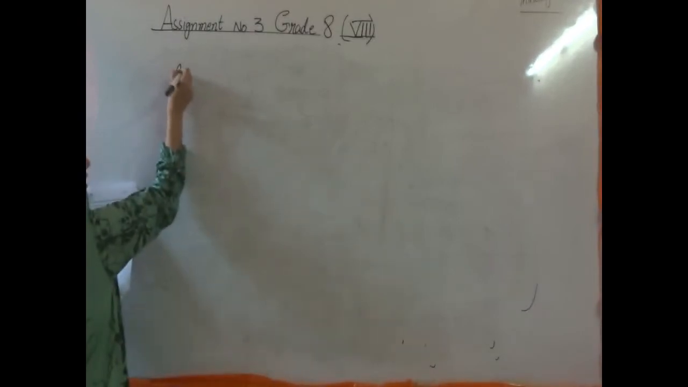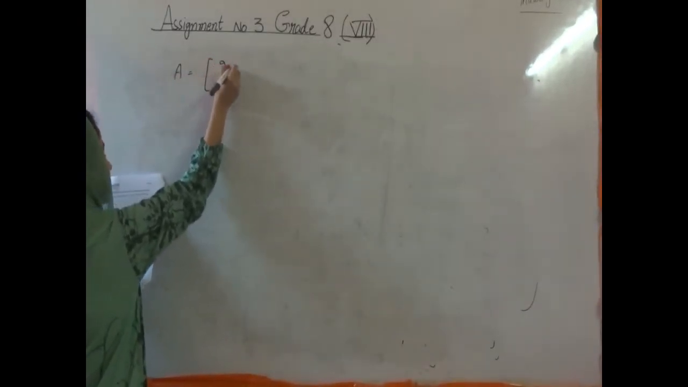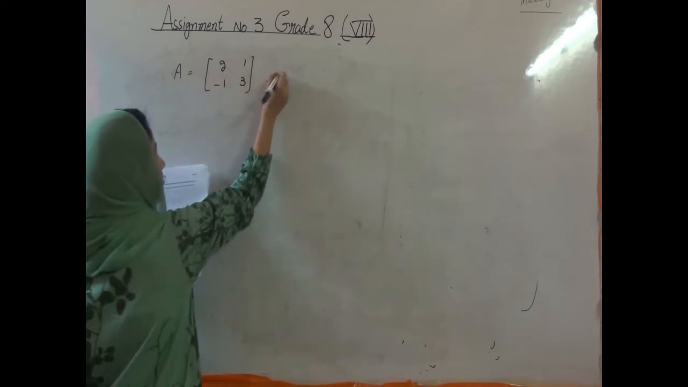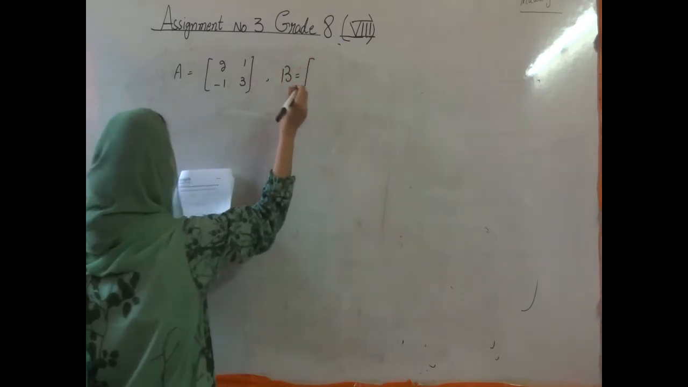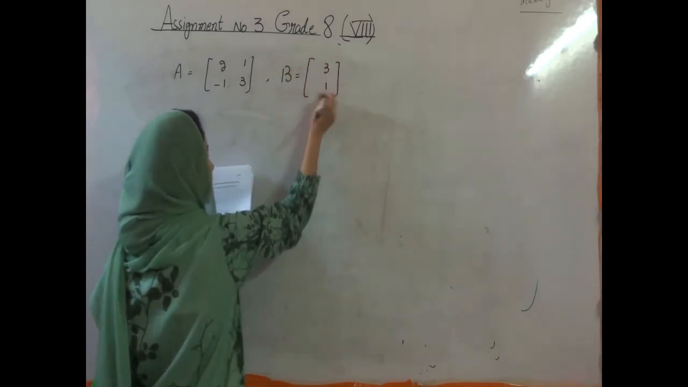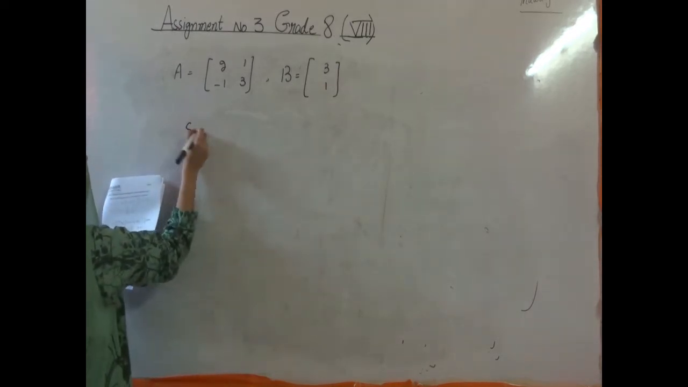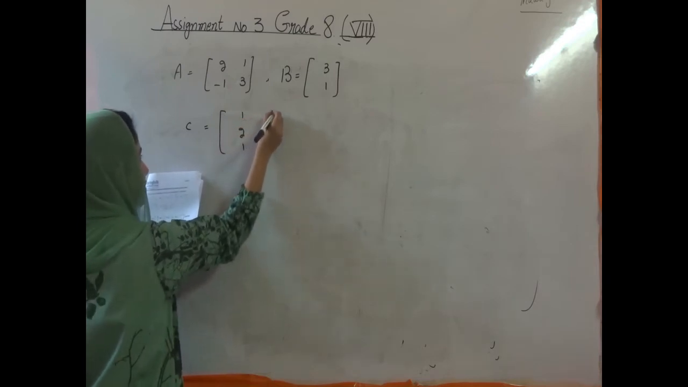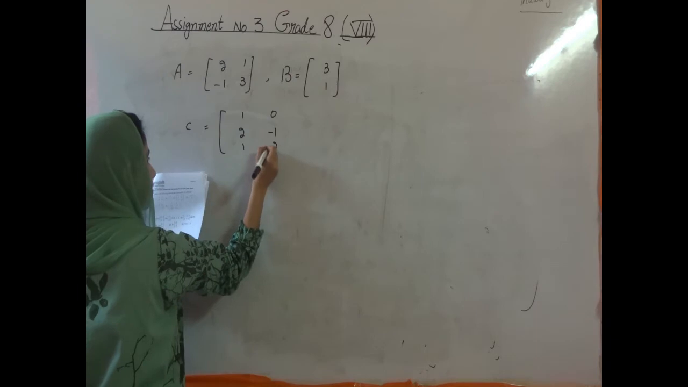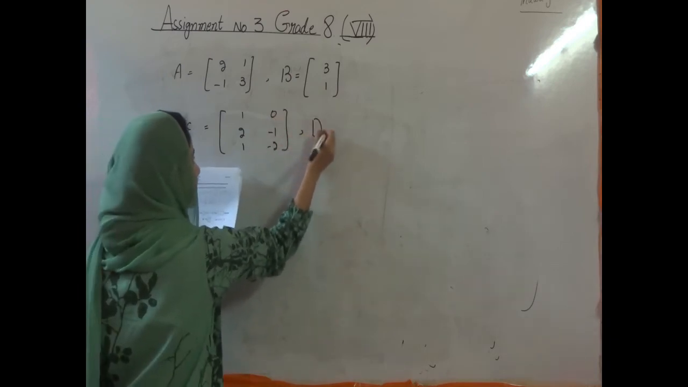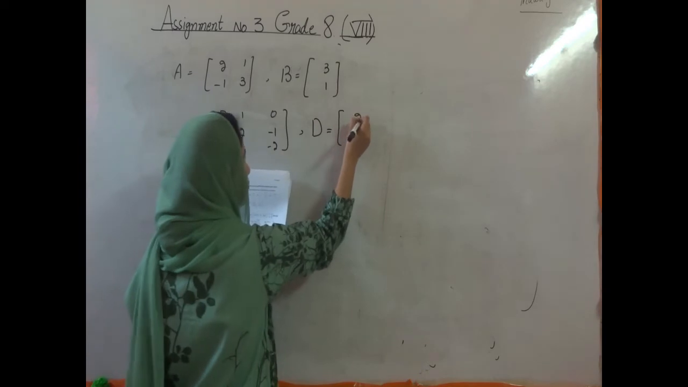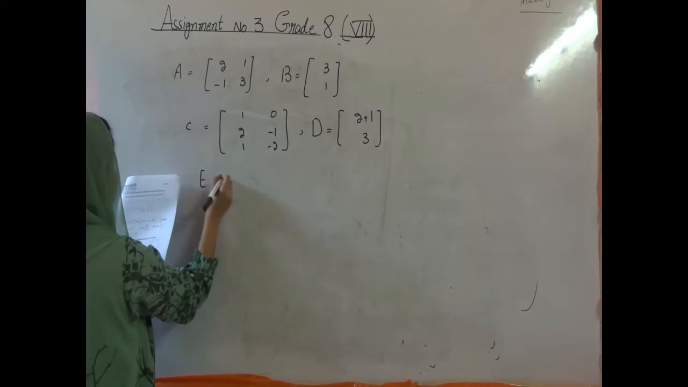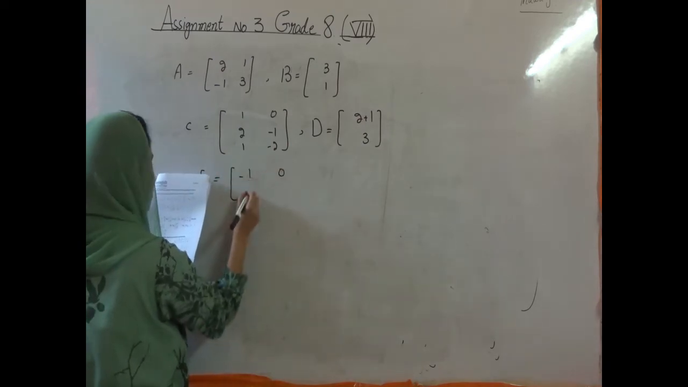Let's suppose here there are some matrices A, B, C and D, E, F. So the matrix of A, let's suppose A is 2, 1, minus 1 and 3. And the matrix of B is 3 and 1. And the matrix of C is 1, 2, 1, 0, minus 1, minus 2, and the matrix of D is 2, 1 and 3. E is minus 1, 0, 1 and 2.